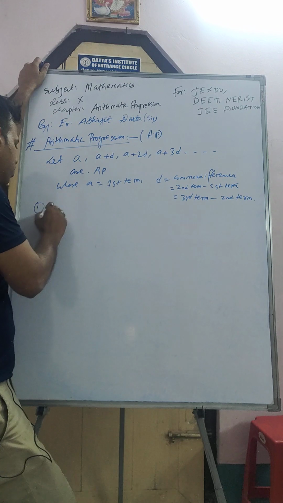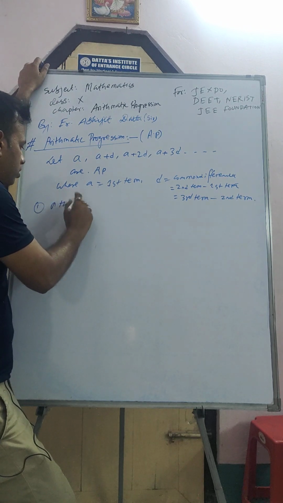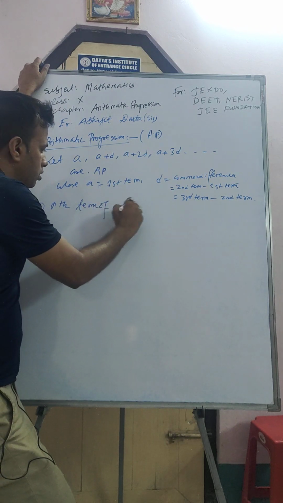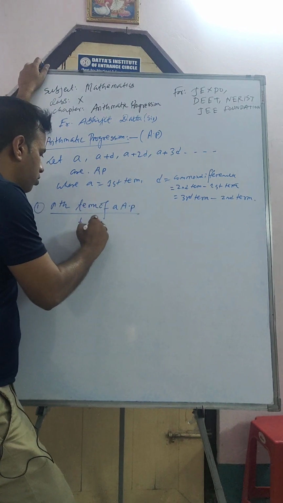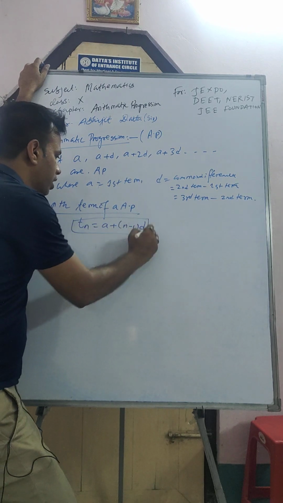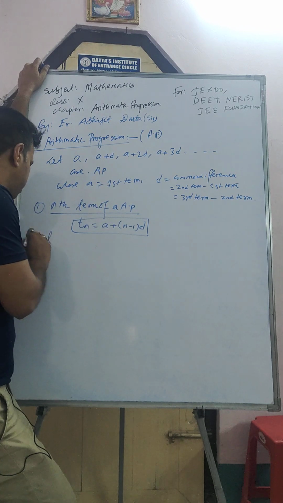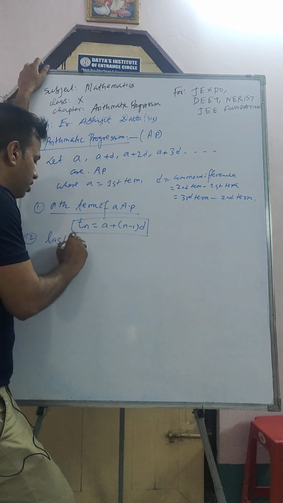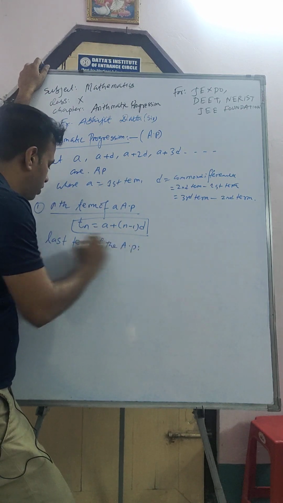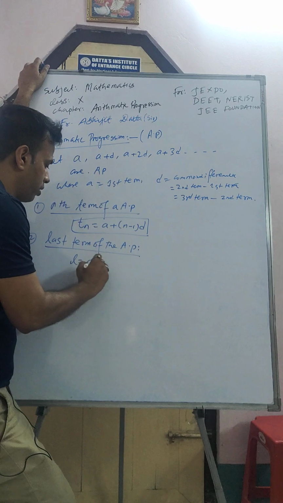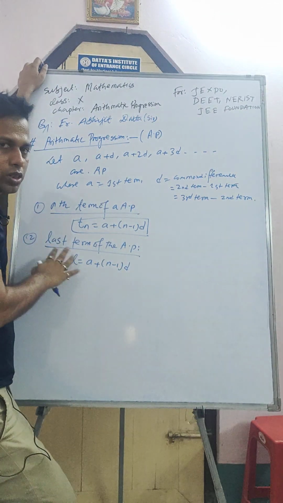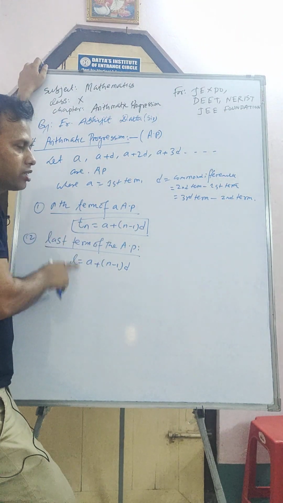So in that case the n-th term of an AP is Tn equal to a plus n minus 1 into d, and this is also known as the last term. So the last term of the AP will be L equal to a plus n minus 1 into d. That is, you can say, the n-th term and the last term are both the same.